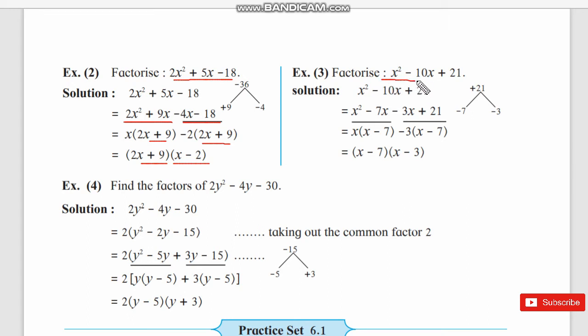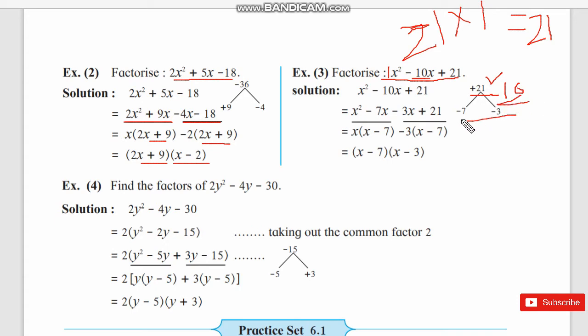Let us see the third example, x square minus 10x plus 21. So we just factorize the plus 21. Why? Because the coefficient of x square is 1, and 21 multiplied by 1 is equal to how much? Also 21. So we get the 21 for the factorization. Now what is the sum of the factors? Minus 10. So we can write here the minus 10 also. And we are going to find the factors such that the product of the factors must be plus 21 and the sum of the factors must be minus 10. So what are the factors? Minus 7 and minus 3. So these are our factors.